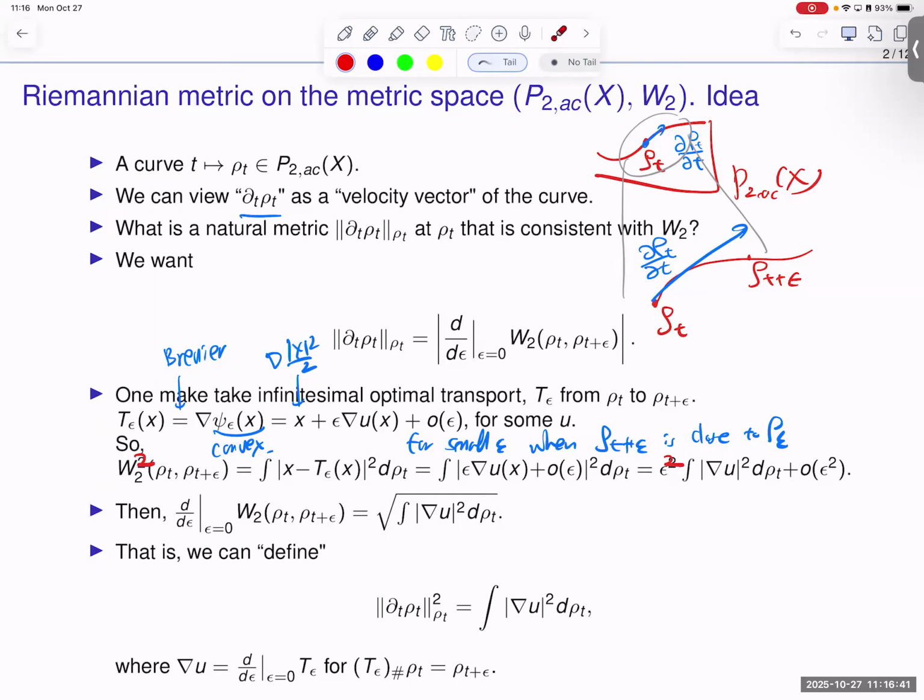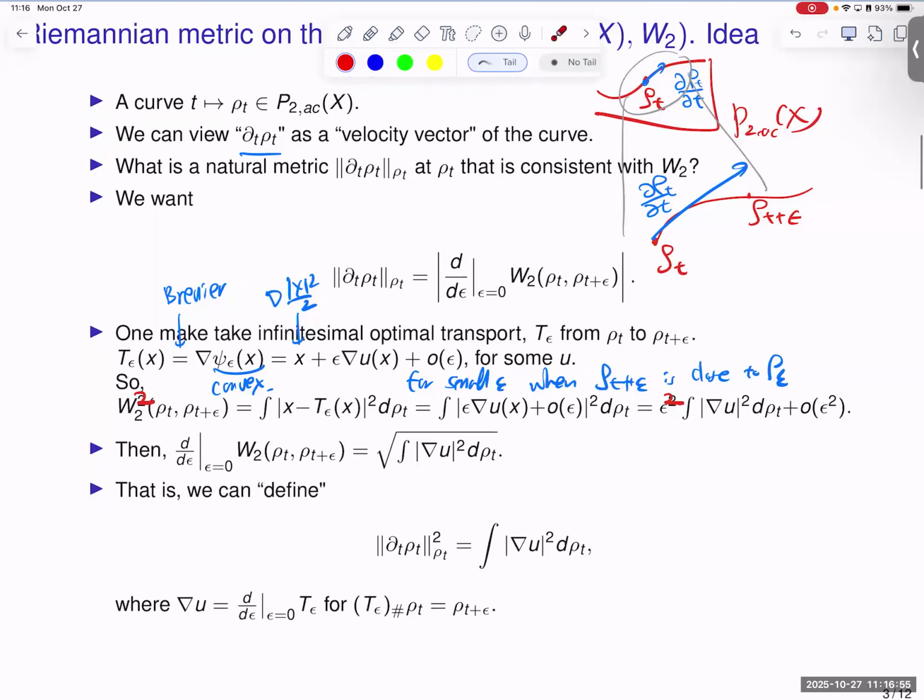U, of course, depends on rho t and rho t plus epsilon, and that's a good question, but U is some function at the moment. But U has meaning: gradient U has to be the derivative of this optimal transport mapping in epsilon.